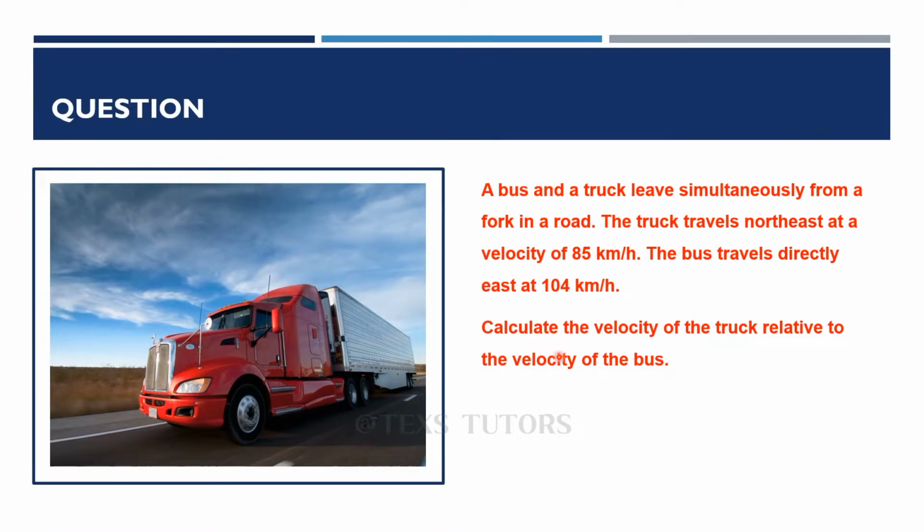Take a look at the question. The question reads as follows: a bus and a truck leave simultaneously. That means they both leave together from a fork in the road. The truck travels northeast at a velocity of 85 kilometers per hour, and the bus travels directly east at 104 kilometers per hour. Calculate the velocity of the truck relative to the velocity of the bus. So the key word that they have used in this section is relative.